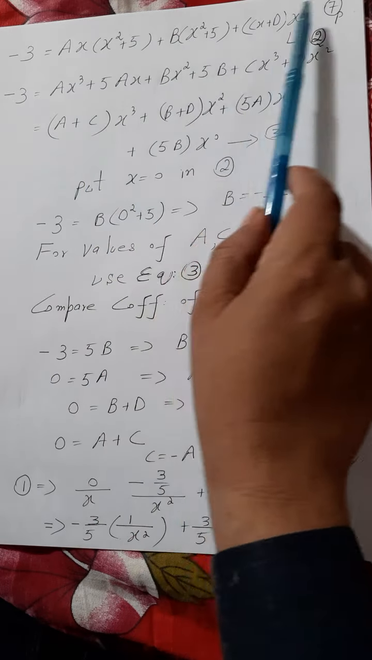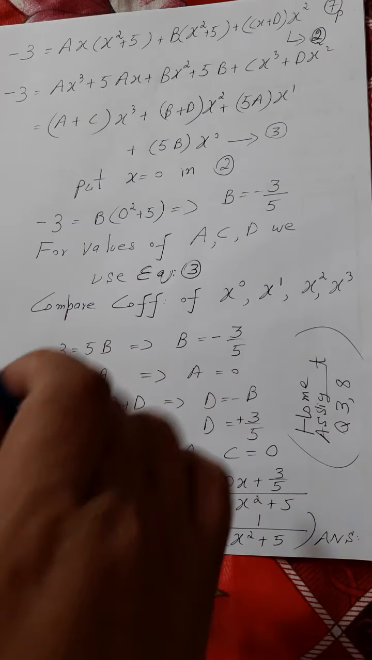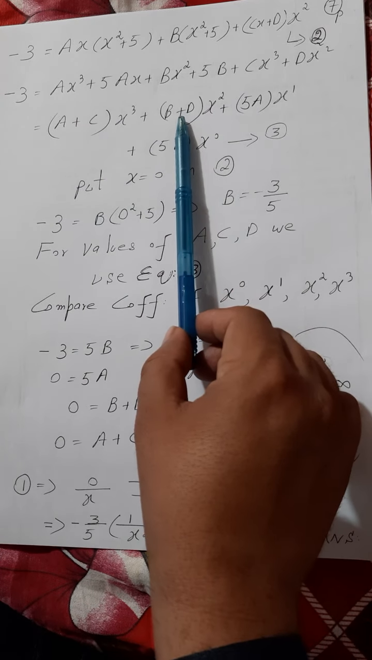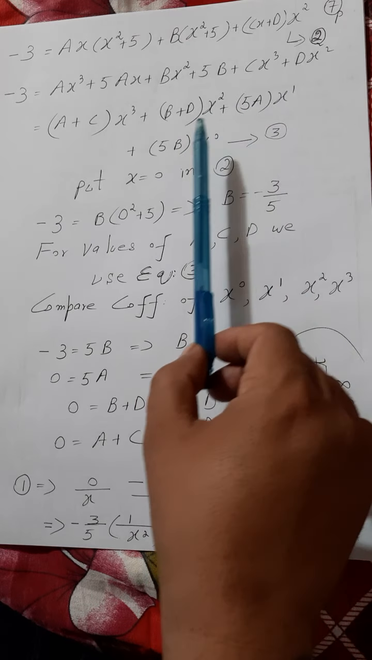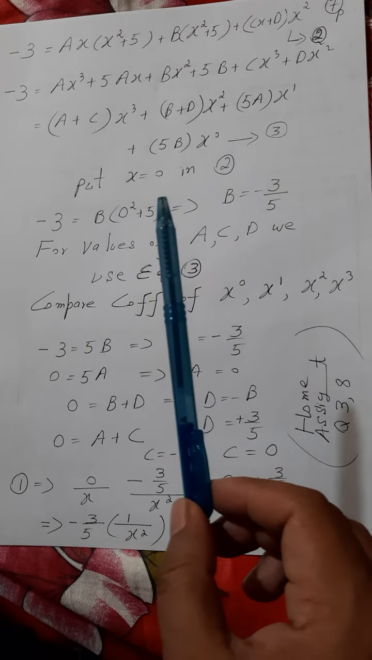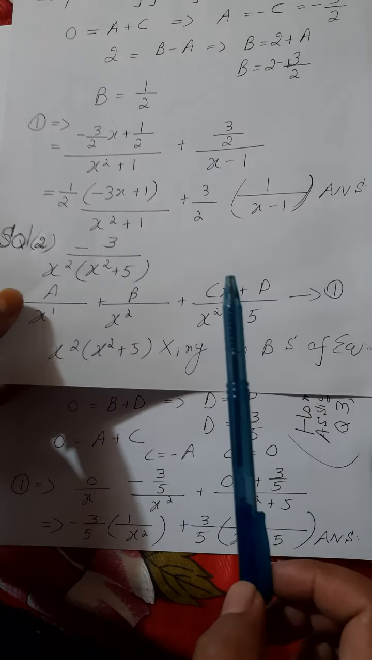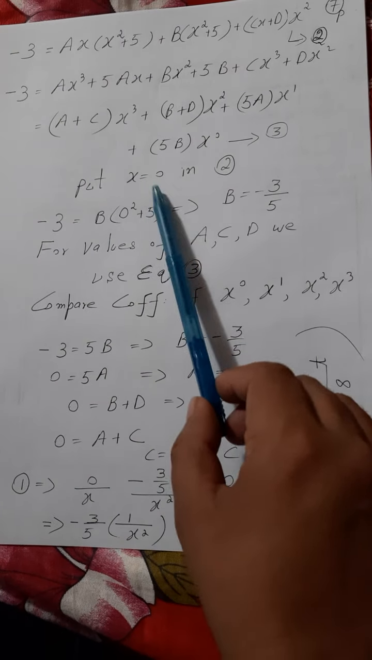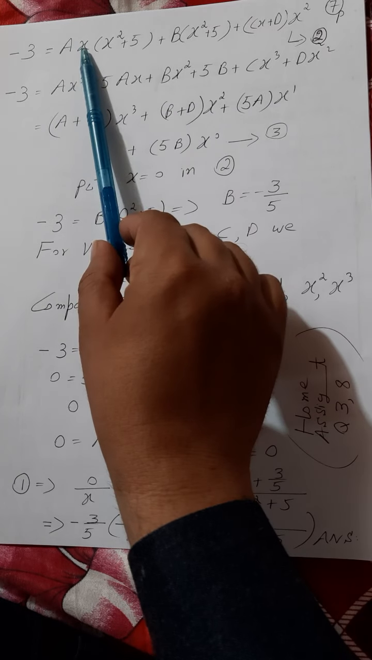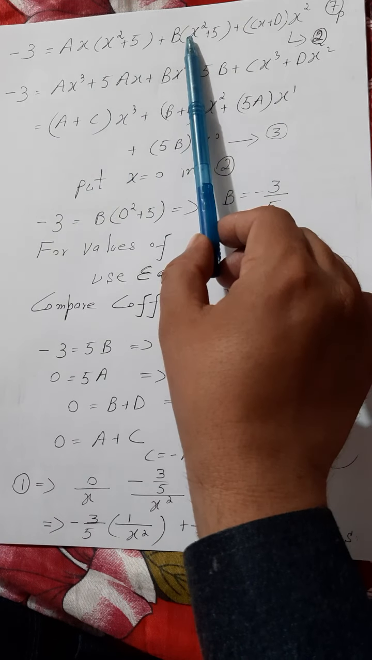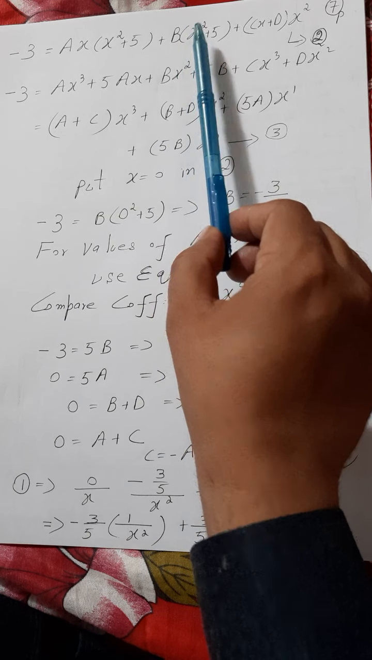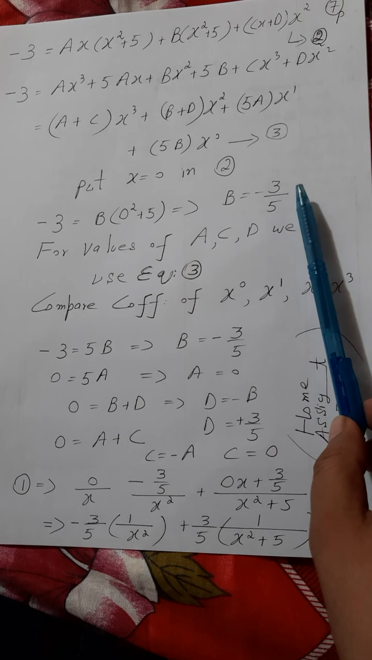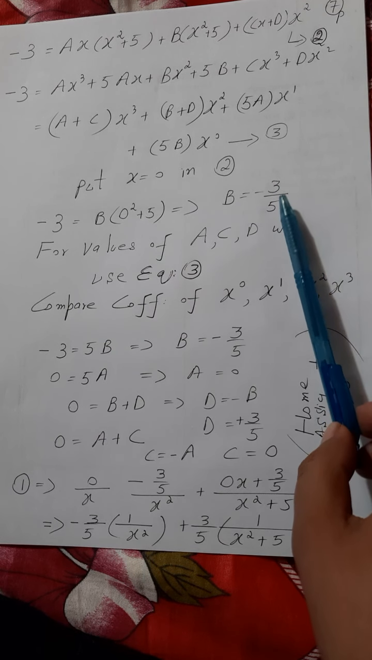So a multiply and b multiply. After simplification, write in coefficient form. The x cube coefficient is a plus c, the x square coefficient is b plus d, the coefficient of x power 1 is 5a. So for the values of a, b, c, d in this case, put x is equal to 0 and find the value of one factor. So x is 0, put in equation number 2, so x is 0, so only b is left, replaced by 0 plus 5. So after simplification we have the value of b in this case, which is minus 3 by 5.